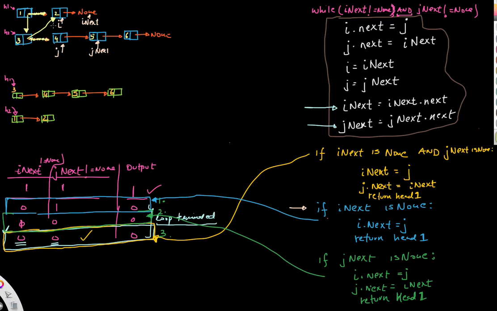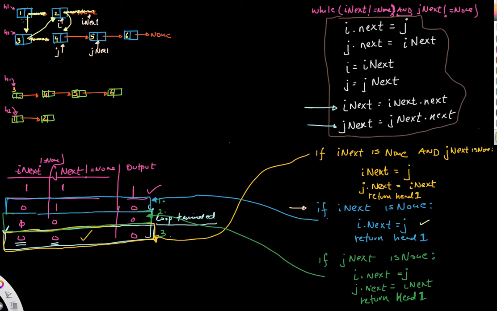And if the loop has terminated at this point, what is it that the next piece remains? If i.next is None here, what I need to do is make i.next equal to j. If this entire thing is i here, I'm going to have i.next equal to wherever j is pointing at. This is what this piece does. And then I'm just going to say return head1.